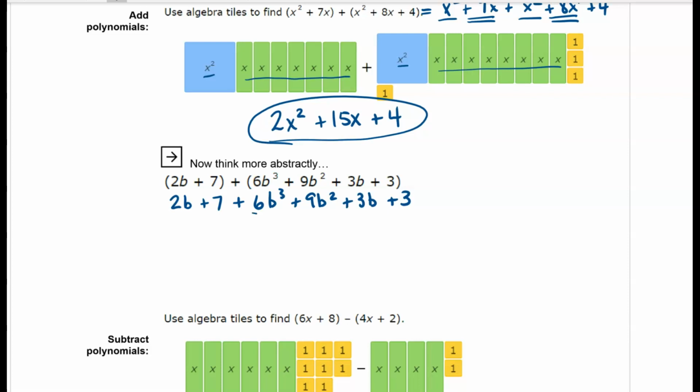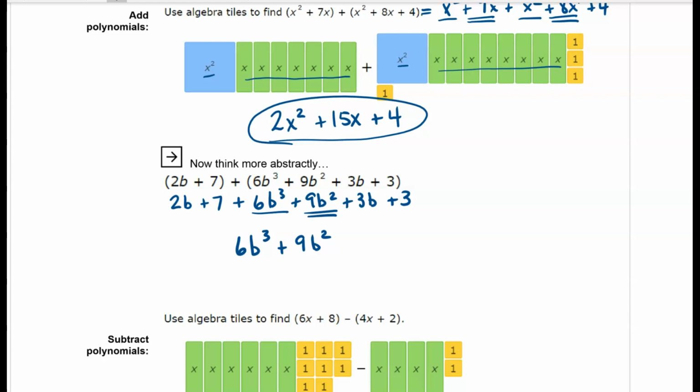So I'm looking through the list and I see 6b to the 3rd is the highest power of b, and there are no other b to the 3rd power. So I know I'm going to have 6b to the 3rd in my final answer. Again, I look through the list, and my next highest power is b squared, and there are no other b squares. So my final answer will have 9b squared. These cannot be combined because even though I have the same base of b, I have 6b to the 3rd power and 9b to the 2nd power. If the exponents are not the same, they're not like terms, and they can't be added any further.